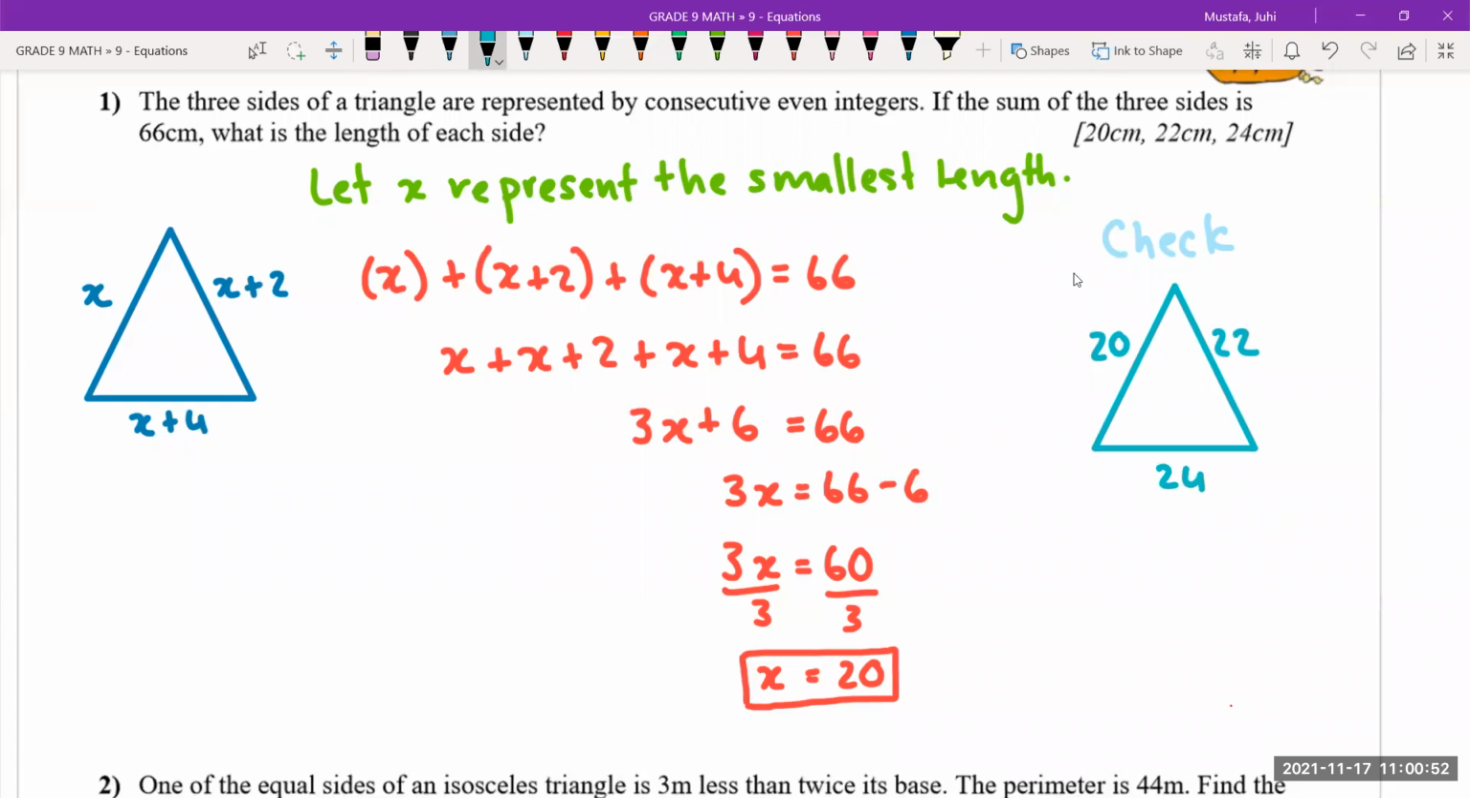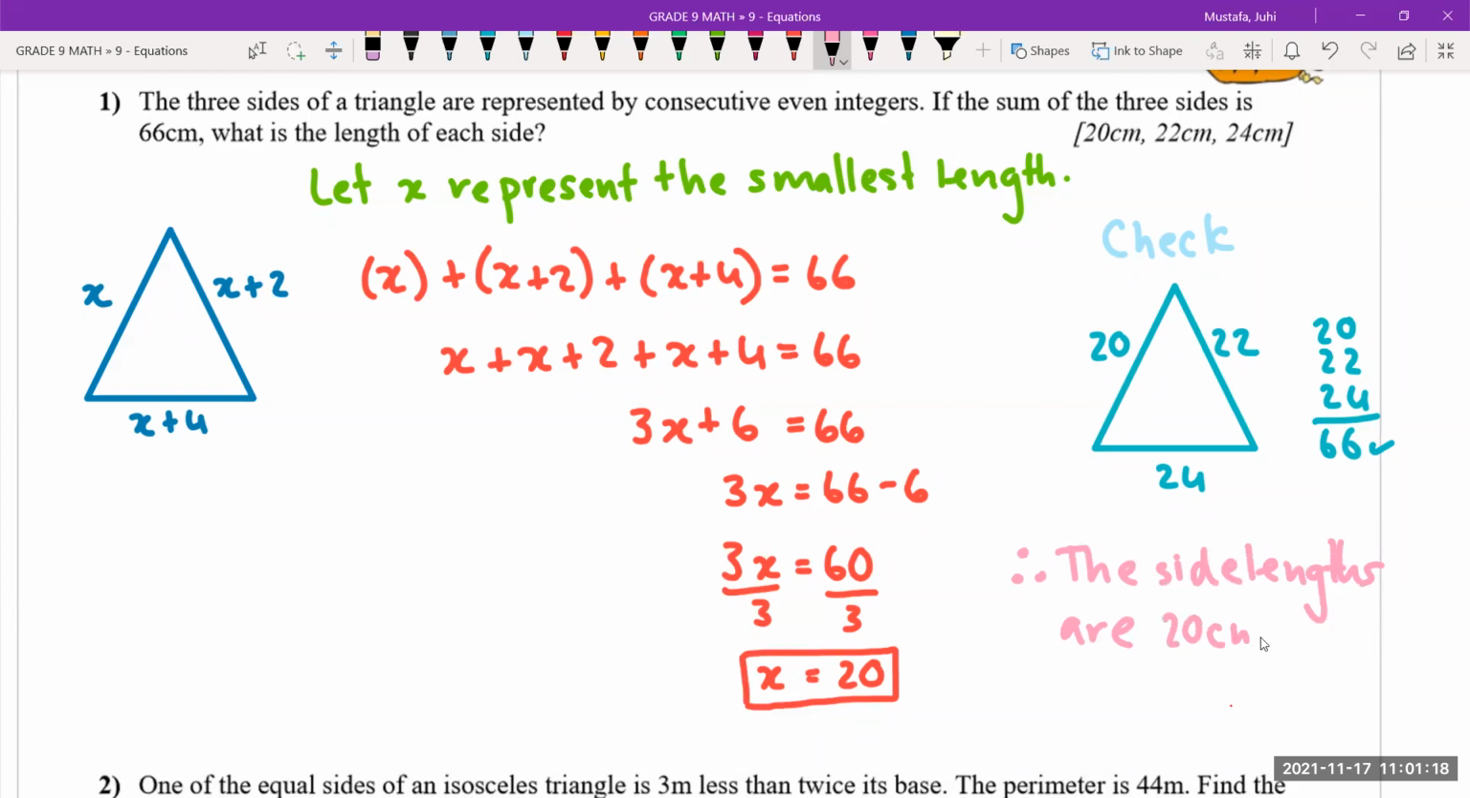24. And the check is if the sum of the three sides is 66, so we're going to add 20 plus 22 plus 24 and see what we get. So 20 plus 22 plus 24 is equal to 66. That's correct. Our answer is going to be, therefore, the side lengths are 20. By the way, make sure you have units on your final answer. 20 centimeters, 22 centimeters, and 24 centimeters.